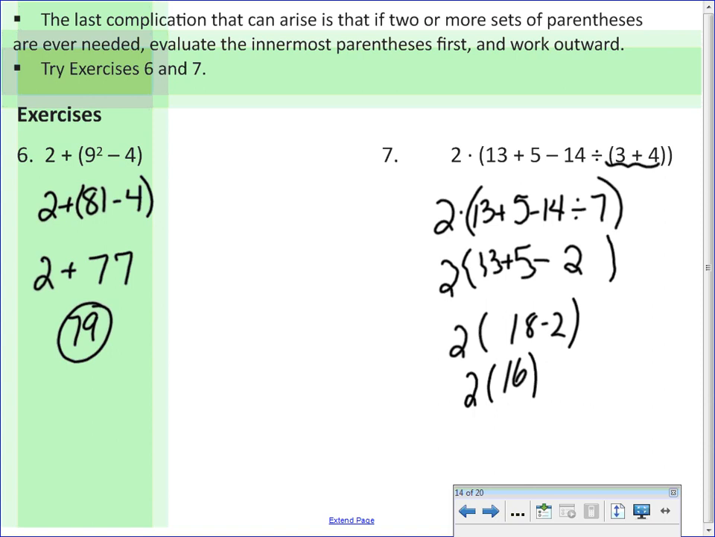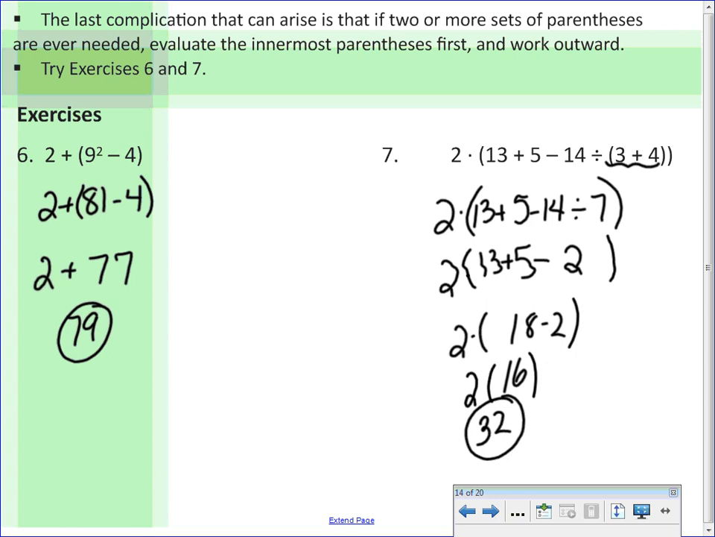Now this brings up what Shoop just said. Here they use the multiplication symbol. I could have kept bringing down the multiplication symbol, but I didn't have to because parentheses means multiplication. So here I kept the parentheses so that I knew I had to multiply it by the 2, which is 32. And that's your answer.